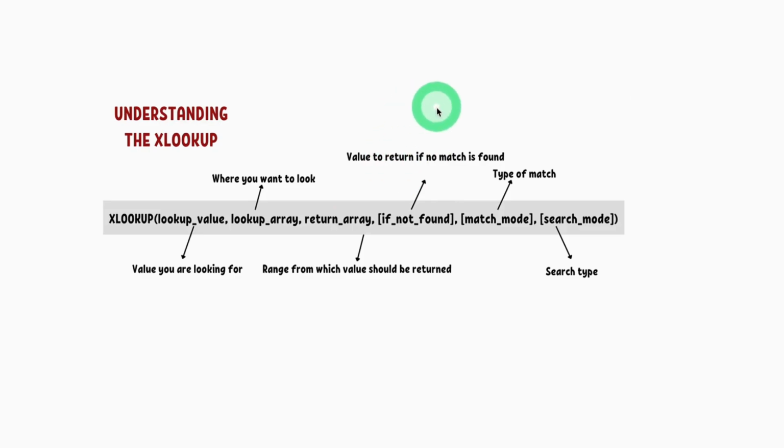This is important in case you have blanks within your data, and in order for it not to return an error, the function really helps a lot. And just like with the VLookup, you have the type of match that you want, whether it should return an exact match or an approximate match, and included here is also the search type. So let's just see an example in Excel.